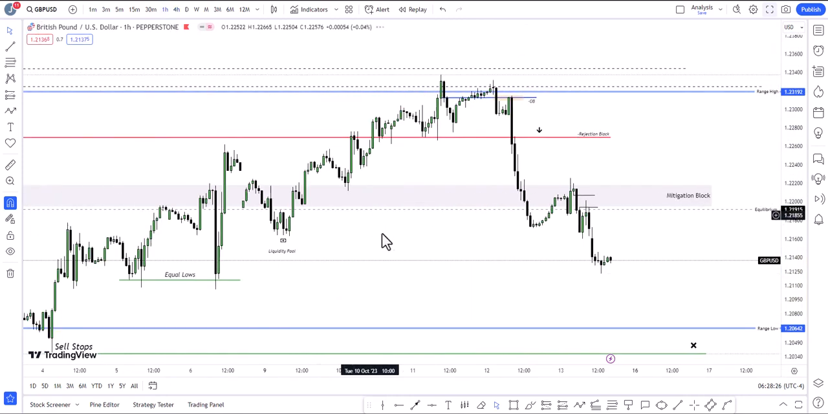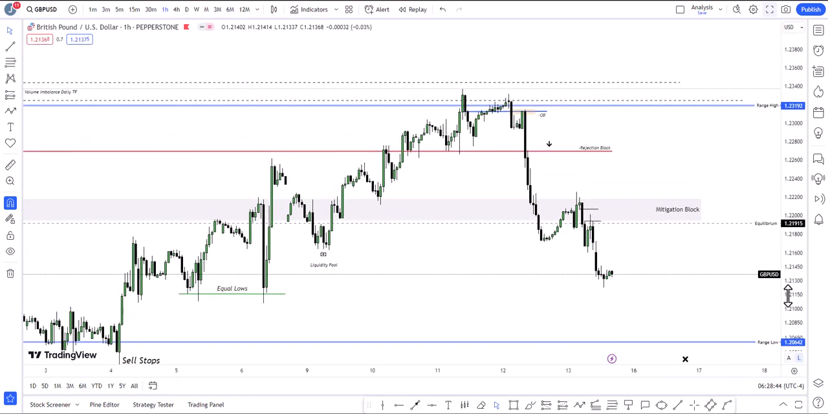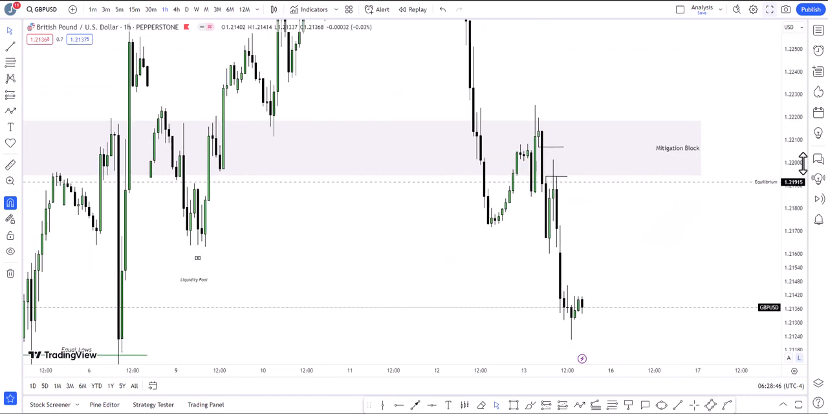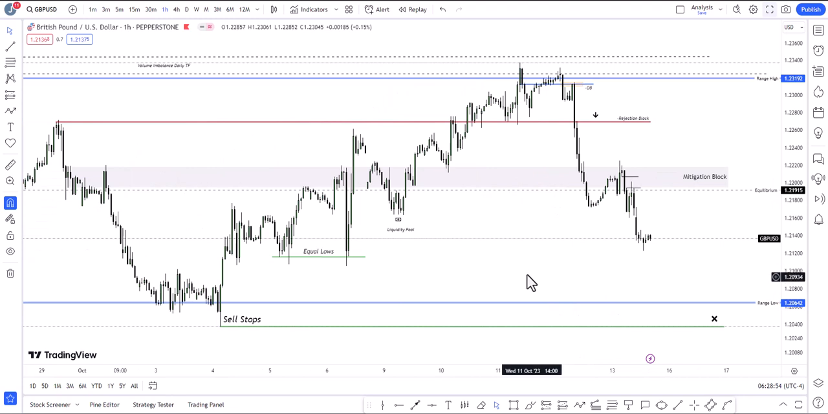So let me show you now. There's our mitigation block right there. Price came up and tagged it nicely. Look at the bodies, looks nice. A wick through, closed under, didn't close above it, closed under it. We have a nice institutional order flow entry drill right there, as well as price being at an equilibrium point here. It came back up to a premium, just threw over a little bit and then sold off.